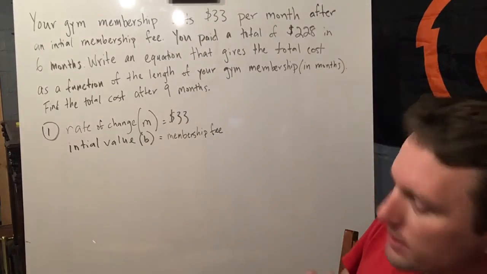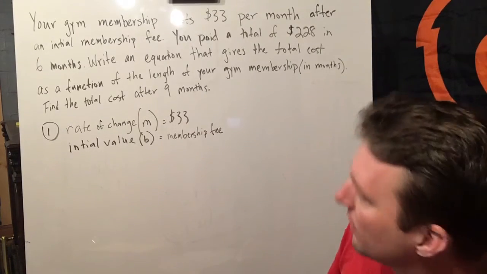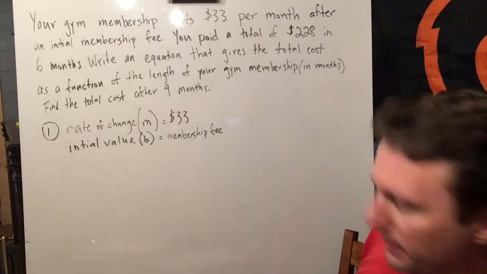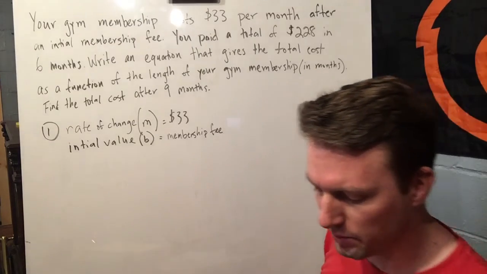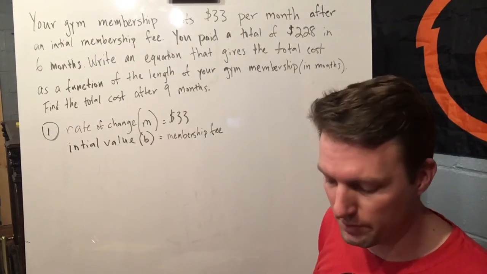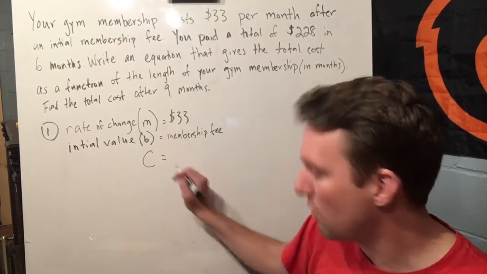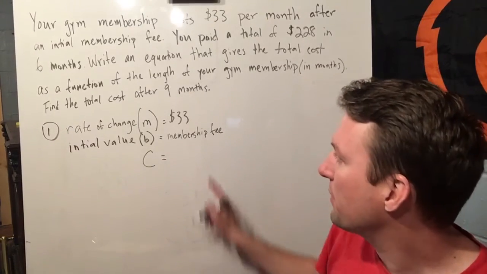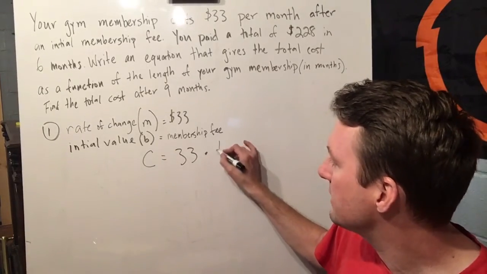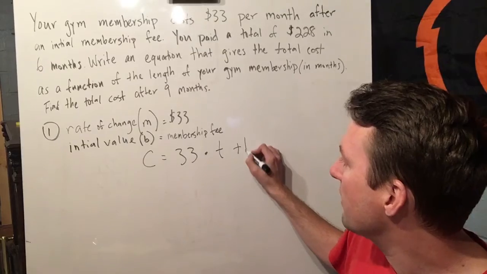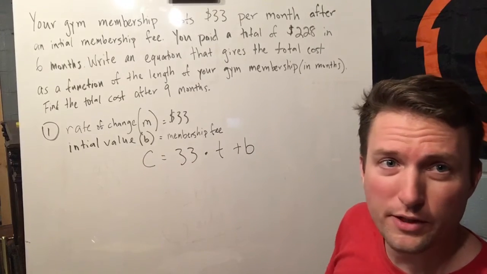Step number 2, we are going to write a verbal model to work our way through. So we have the total cost of what this gym membership is going to be. That is going to be the monthly cost times the number of months plus the initial membership fee. Now, we can write this as an equation. C, which would be the total cost, equals the monthly cost, $33, times the number of months, T, plus the initial value, B.